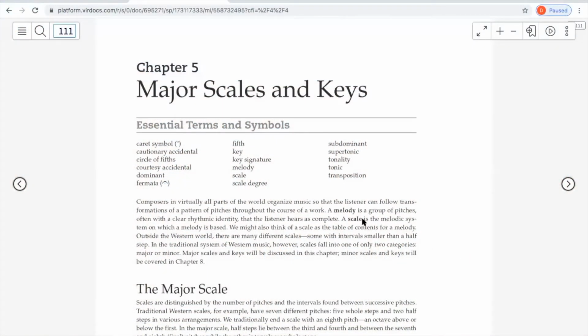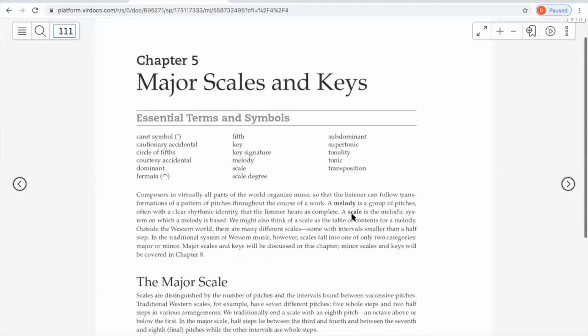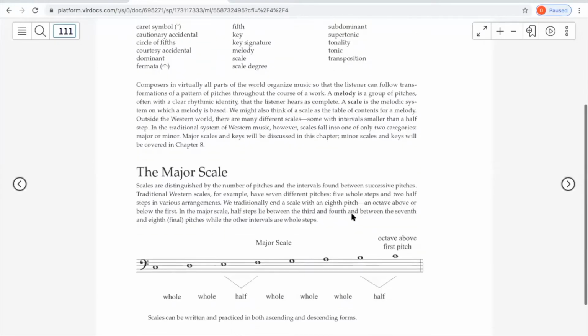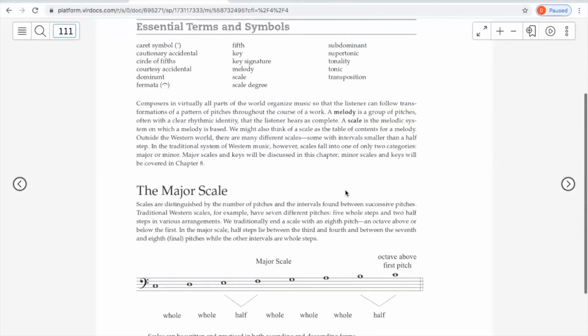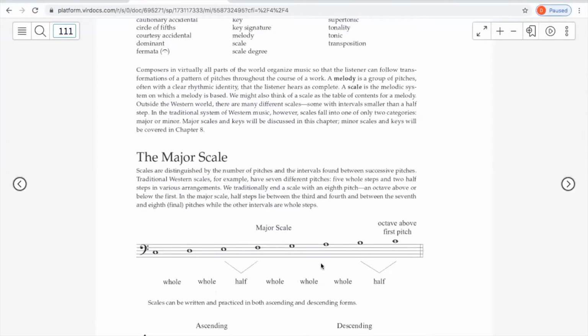Chapter 5 talks about major scales and keys, a very important topic for us and a little complicated, but we'll get it. Starting with the word scale. A scale is a set of notes, in our tradition usually 8 notes, and they're mostly made up of whole steps. Occasionally the notes are a half step apart.